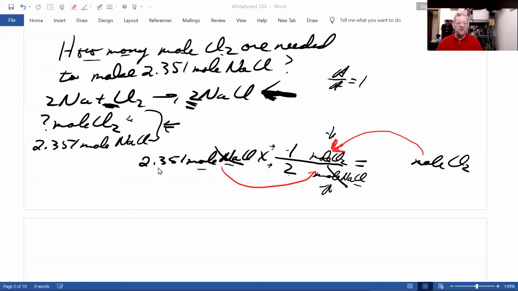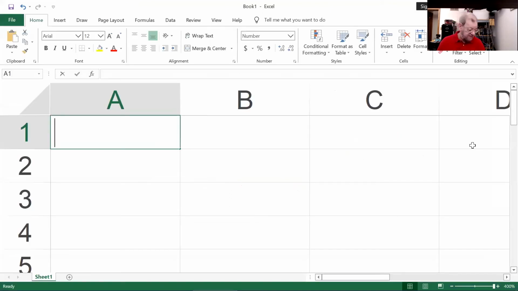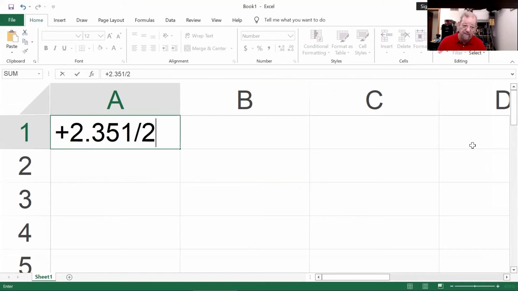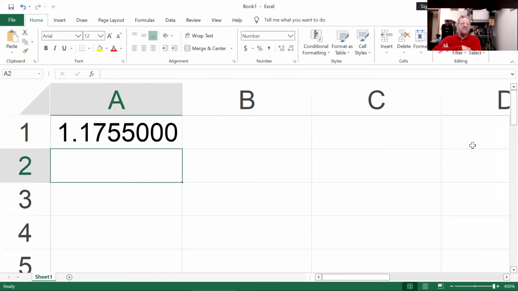you'll see we want to divide 2.351 by 2. Remember, 1 and 2 are exact numbers. This is 4 significant figures, so our answer should be 4 significant figures. And this is what our calculator gives us. On test number 2, like test 1, it will say, please use proper significant figures for all calculated answers. And I'll let you round that off to 4 significant figures.